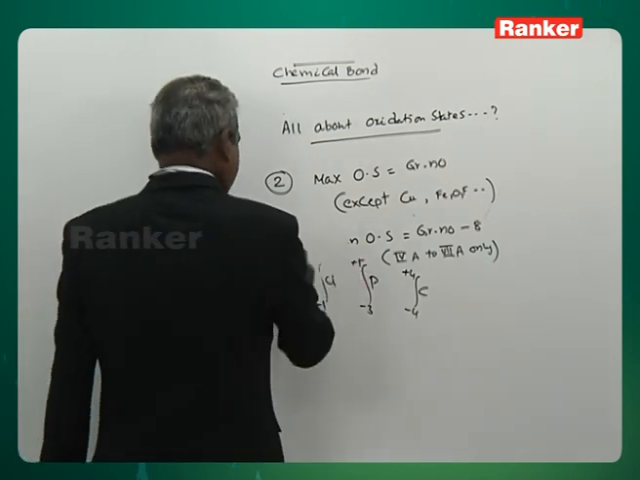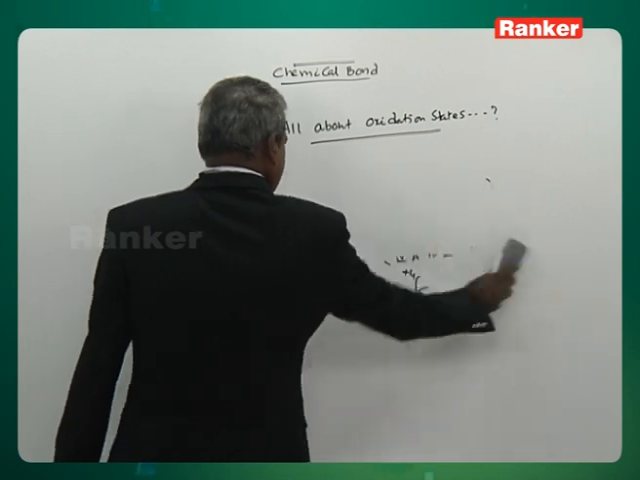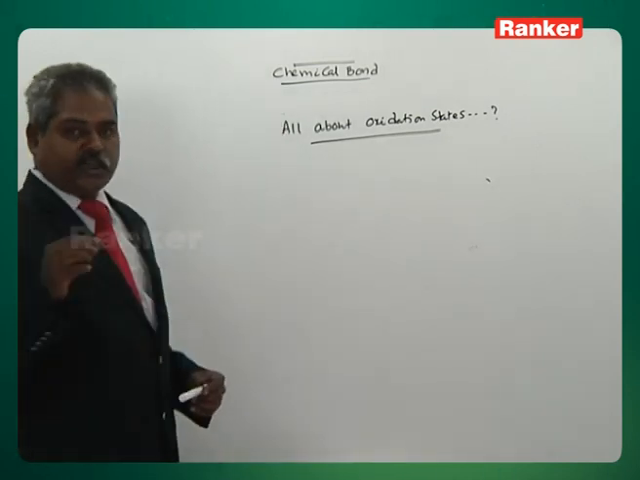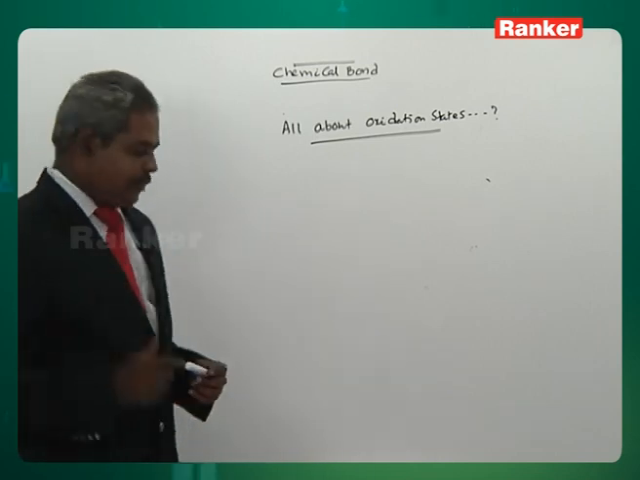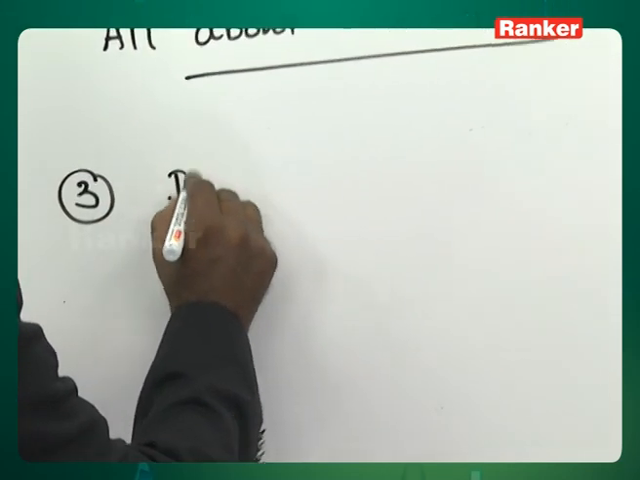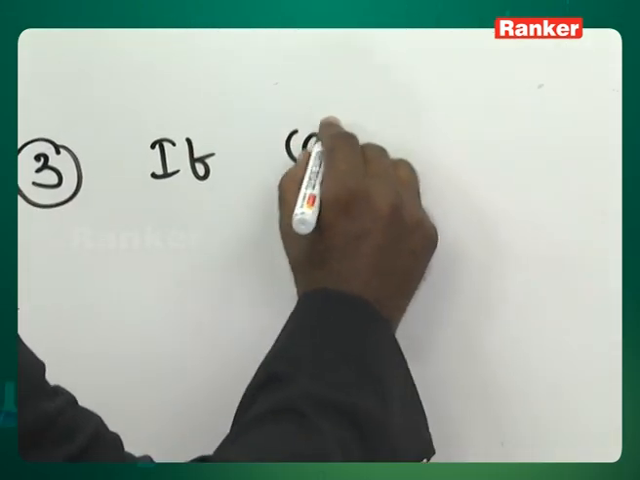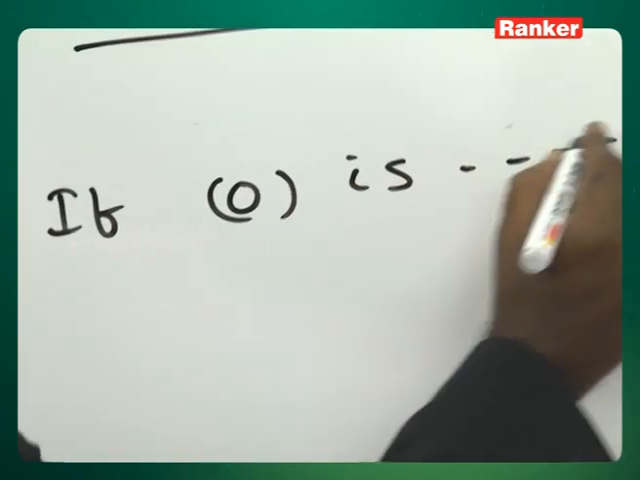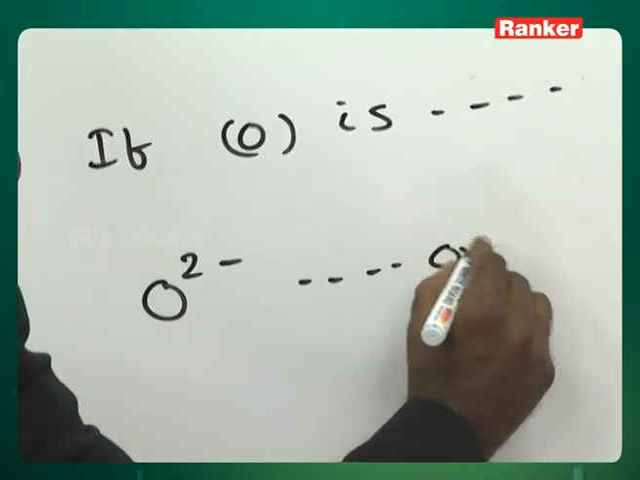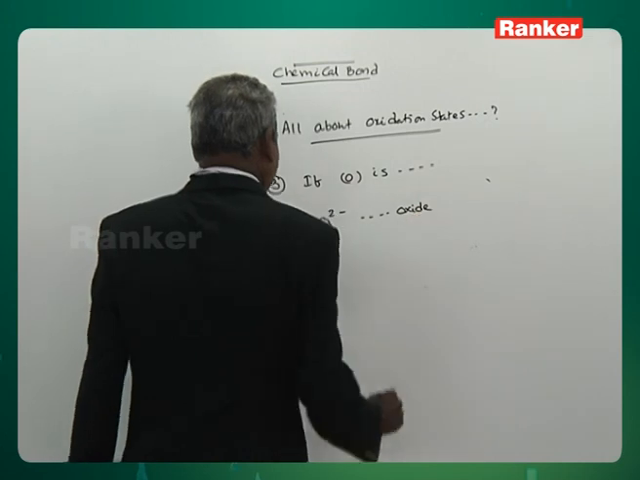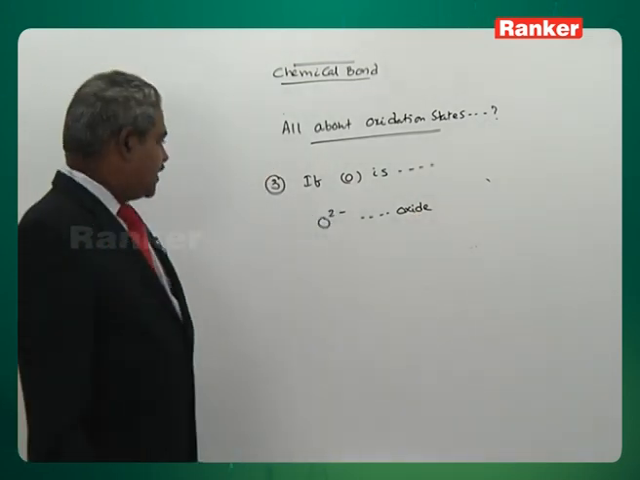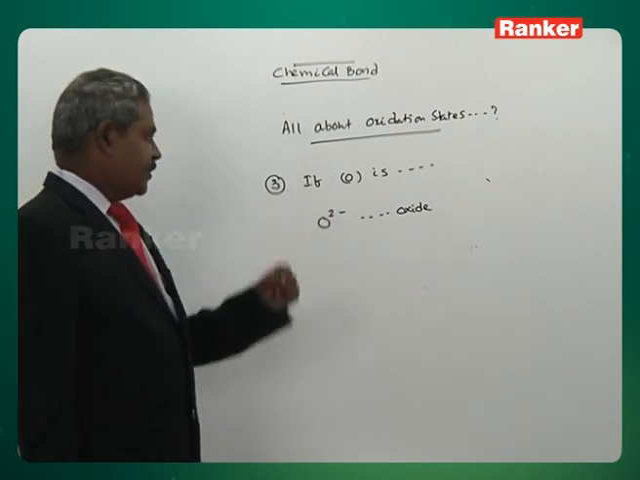Now, the third and the last rule. The first rule is about fixed oxidation state, the second rule is about maximum and minimum. Third one: if oxygen is O2 minus, then the compound is called an oxide. If oxygen gets an oxidation state of minus 2, then it is an oxide.